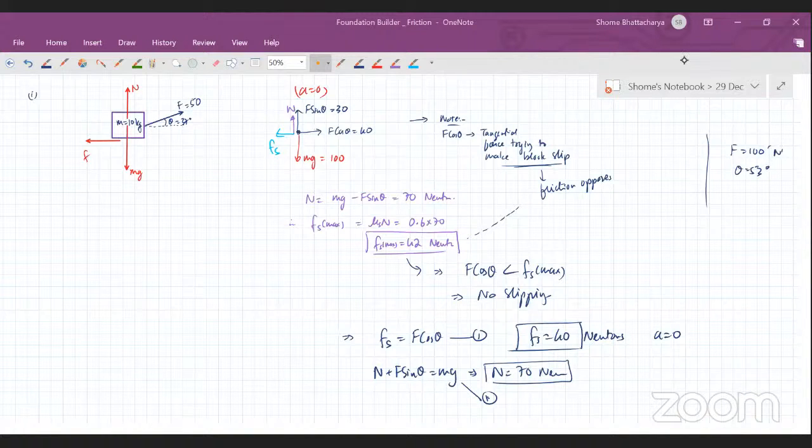Coefficient of kinetic friction is 0.6. Sorry, 0.5. So you use all these values. I'm writing them again over here. The mass of the block is the same, 10 kg. Coefficient of static friction was 0.6. Coefficient of kinetic friction is 0.5.